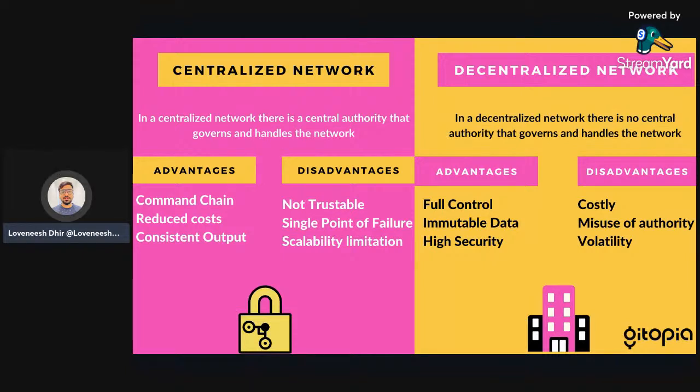So the advantages that we get with this centralized network are command chain, reduced costs, and consistent output. And the disadvantage that we get with a centralized network is that it is not trustable. By not trustable, I don't mean that we can't trust any centralized network. By this we mean that there is a lack of trust in centralized networks.